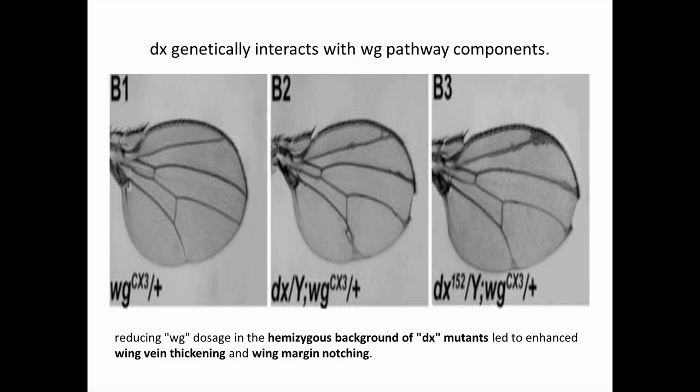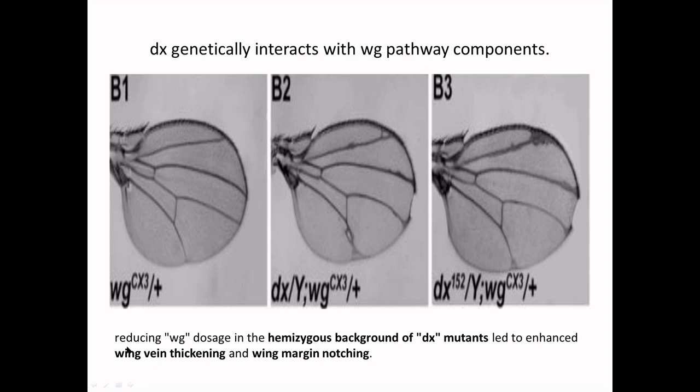Now let's talk about the results that I have got. The image B1 shows the wing which is heterozygous with respect to the Wingless gene. The images B2 and B3 show the wings that are heterozygous with respect to the Wingless gene and hemizygous with respect to Deltex. In other words, here there is only one healthy copy of Wingless and there is no healthy copy of Deltex in the background. Therefore, we can see that the wing is not formed properly. There are thickened veins and there is notching at the margin of the wing.